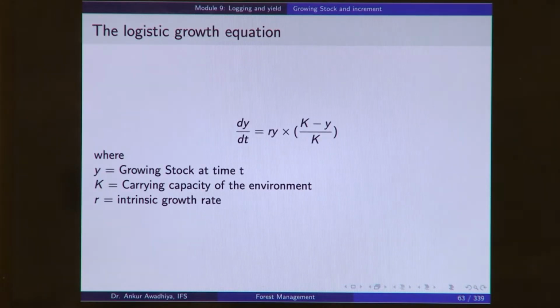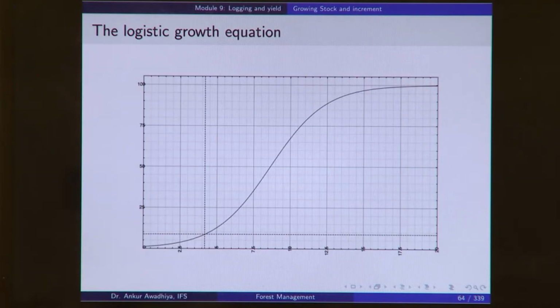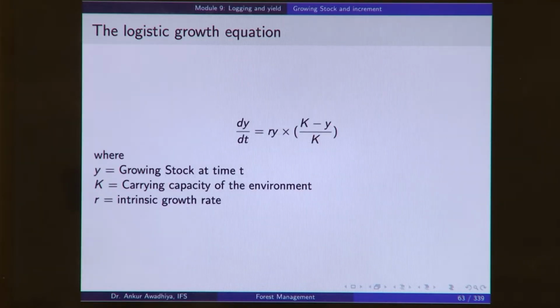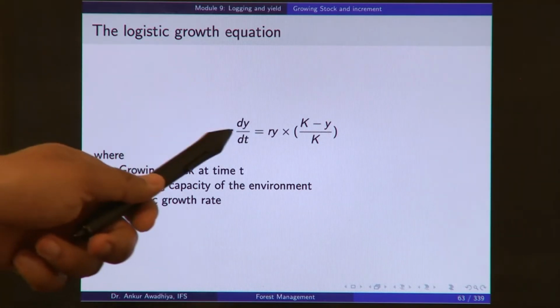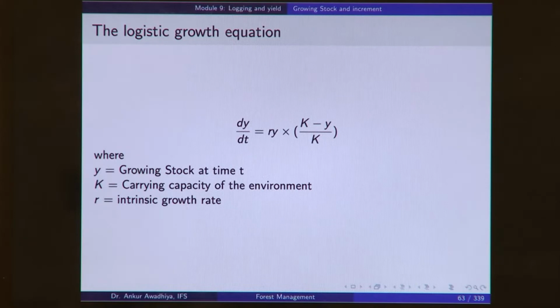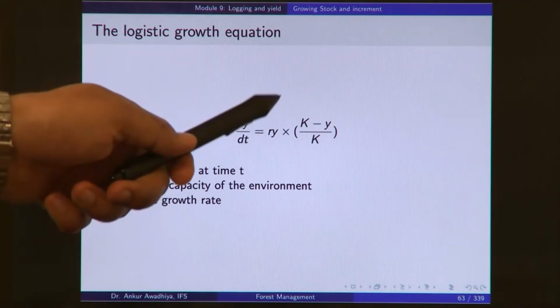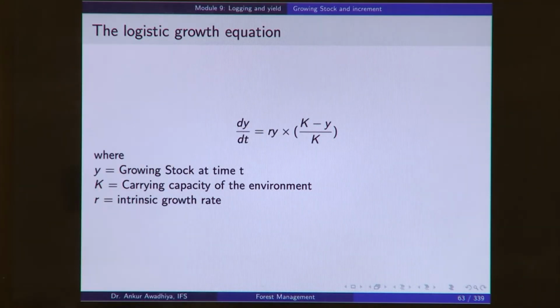Next we looked at the logistic growth equation, which is the equation for the S shaped sigmoidal curve, and this tells us that the change in the growing stock, which is dy by dt, is equal to r, which is the intrinsic growth rate, multiplied by the growing stock at that particular point of time, multiplied by (k minus y) divided by k, where k is the carrying capacity of the environment.